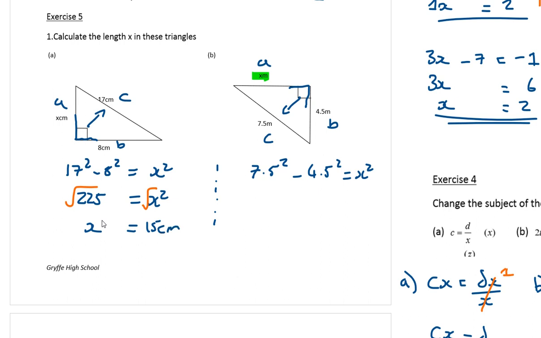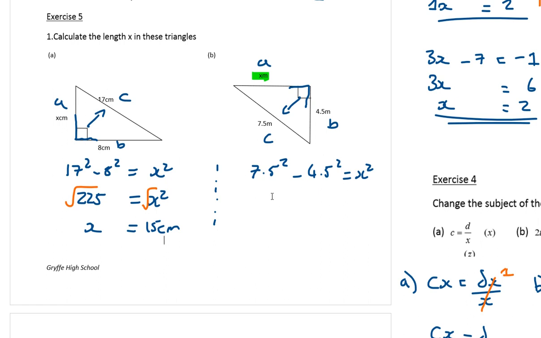And all that's saying is, the square root means what times what gives me 225. That's all that's saying. So 15 times 15 gives me 225. So this side in here would be 15. I can then check I've done the question right. I can do 15 squared plus 8 squared and make sure that adds up to 17 squared.